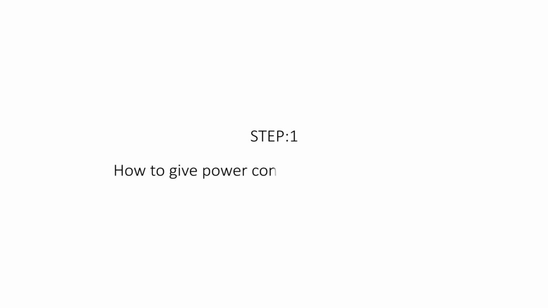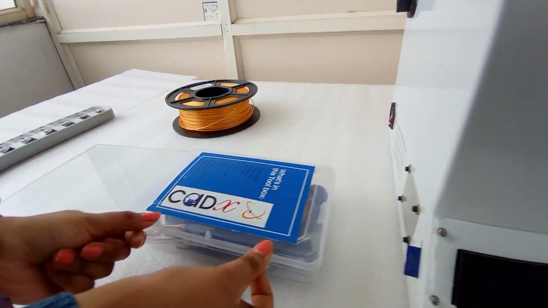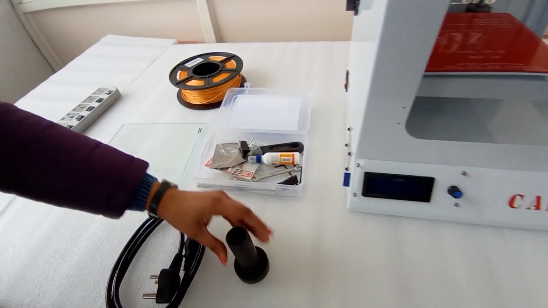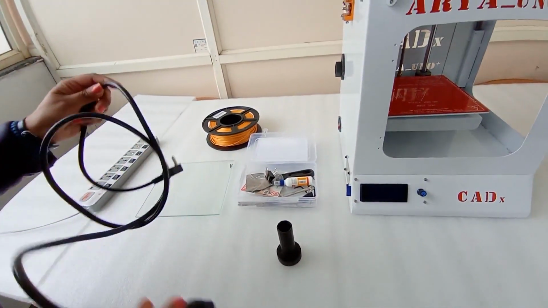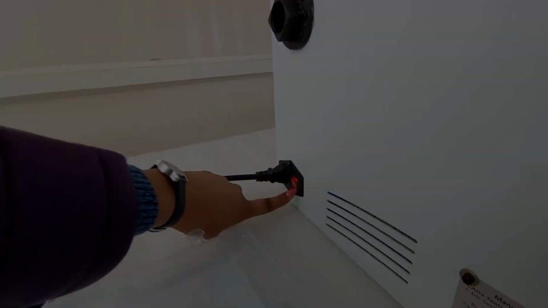Let's have a look at how to operate the 3D printer machine. Let's begin with the first step. How do you give the power connection to a 3D printer? Open the 3D printer toolbox. Take out the power cord and filament holder. Give power supply to the 3D printer using this power cord and switch on the 3D printer.